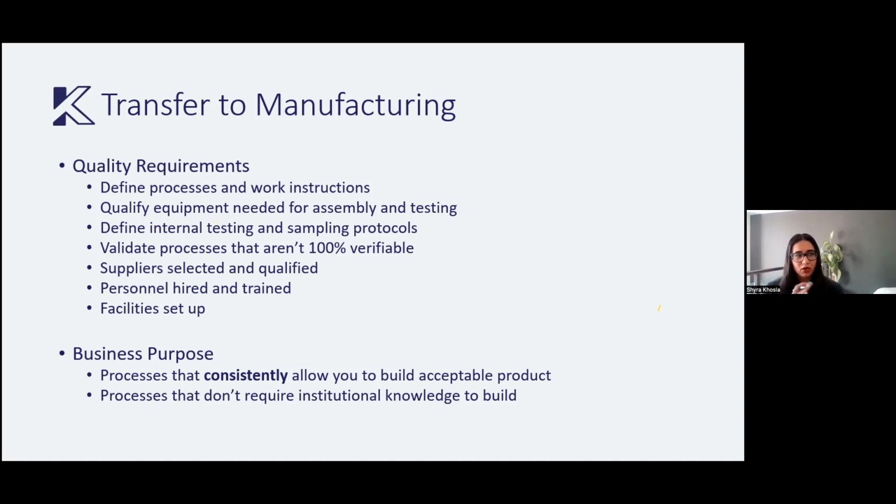And one of the major business purposes for why I can spend a lot of time talking about this is, at the end of the day, you need to transfer a product in a full device master record, so a DMR with all of those blueprints and the recipes for what to actually build into manufacturing, so that you can actually consistently build good product.